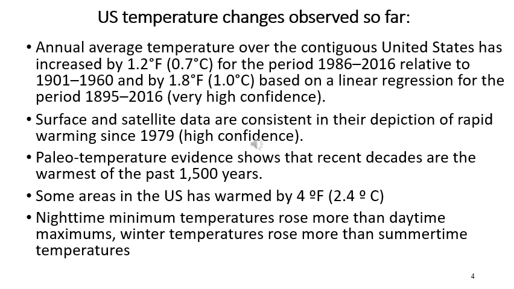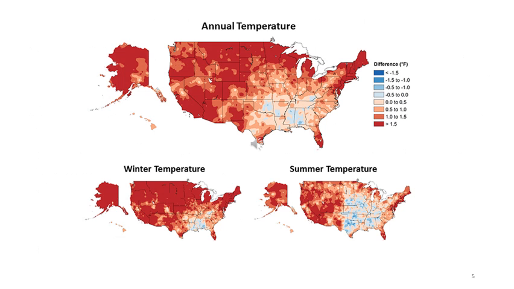We also know from the observations that the nighttime minimum temperatures rose much quicker than the daytime maximums, and the winter temperatures also rose much more than the summer temperatures. We clearly see it in Michigan. We are losing our winter much quicker. We don't necessarily see the same dramatic changes in summer.